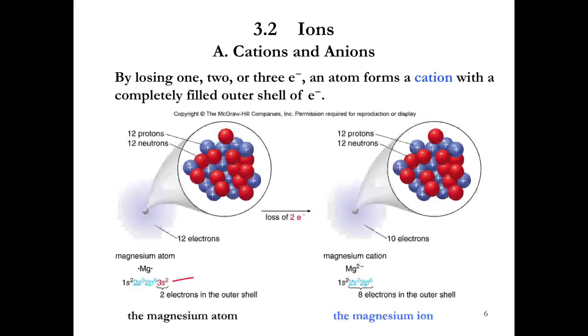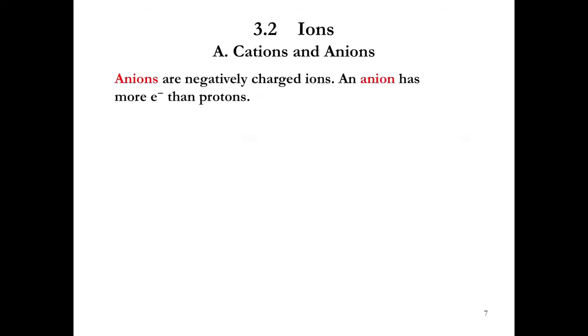So when it loses those 2 electrons in its outer shell, what's left over is that exact same electron configuration that neon has. In other words, it now has a full outer shell of 8 electrons. So in general, metals lose electrons until they've lost all of their valence electrons, all their outer shell electrons. That's how metals tend to behave when they form ionic compounds.